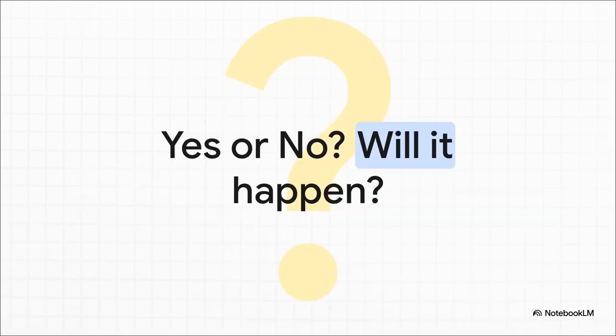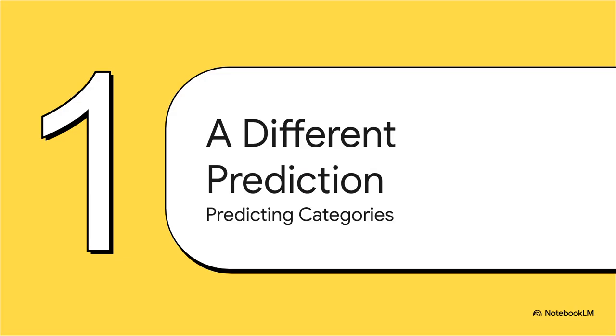So let's start with the main puzzle here. I mean, how do you predict something that isn't a number? Not how much, but a choice, an event, something that's either gonna happen or it's not. A simple yes or no. Well, that is exactly the problem logistic regression was built to solve. And that's why we call it a different kind of prediction.